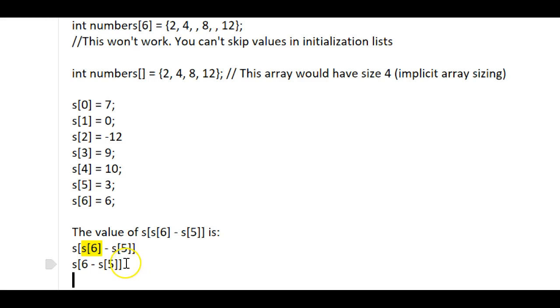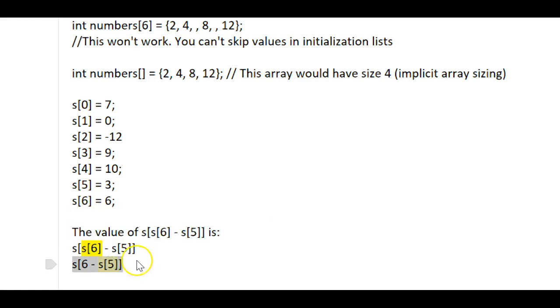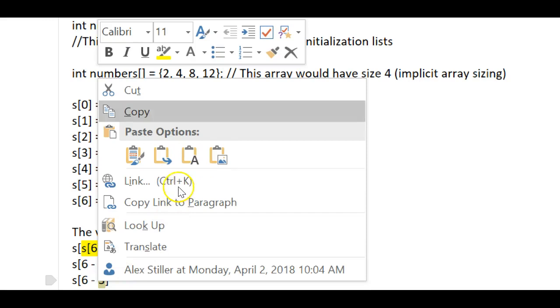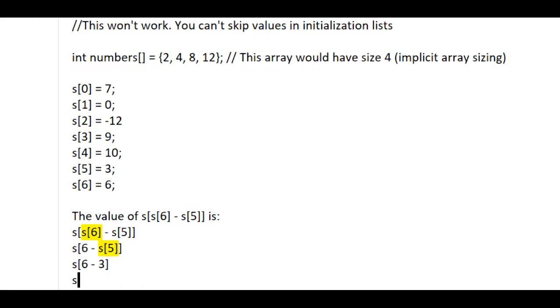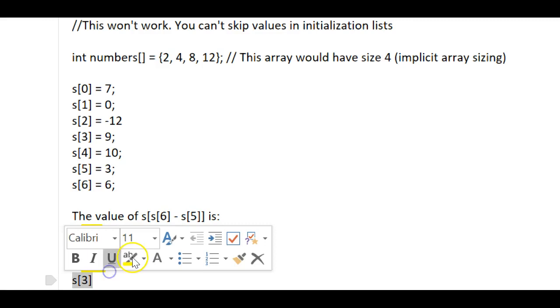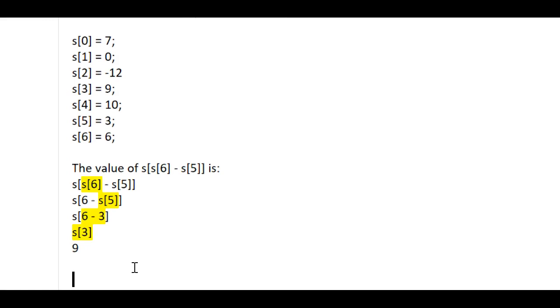Awesome. So then if we do the same thing with S at position 5, that's 3. And so we've really got S at position 6 minus 3. And the 6 minus 3, well, that's just going to be 3. And then S at position 3 is 9. So that's our answer. It's a lot of kind of going back and forth.